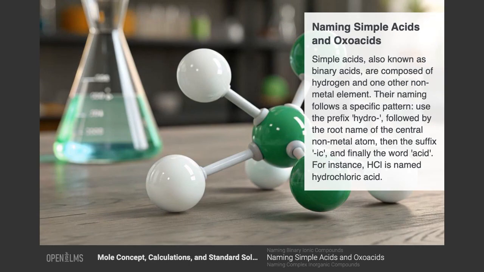Naming simple acids and oxoacids. Simple acids, also known as binary acids, are composed of hydrogen and one other non-metal element. Their naming follows a specific pattern. Use the prefix hydro, followed by the root name of the central non-metal atom, then the suffix -ic, and finally the word acid. For instance, HCl is named hydrochloric acid.